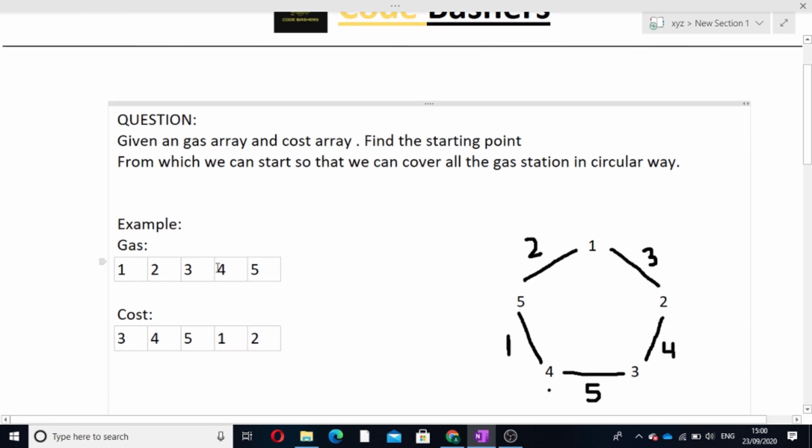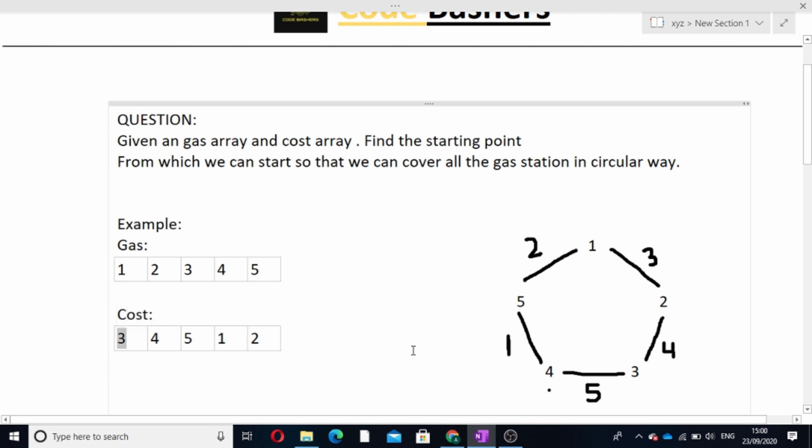For example, in this case, we are given a gas array where the ith index represents the amount of gas which we can fill in our tank at that particular station, and cost represents the amount of gas which is used up in moving from one gas station to the next gas station. In this case, 3 represents the cost of moving from the 0th gas station to the first gas station.